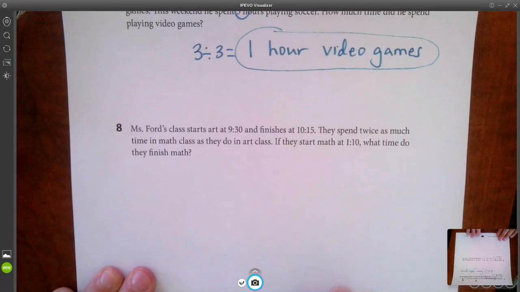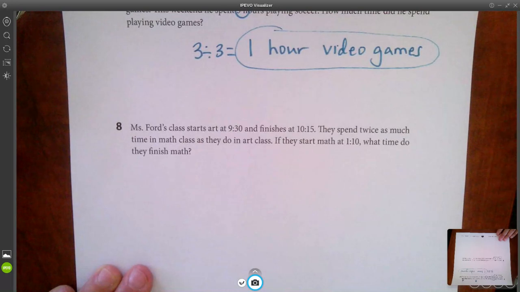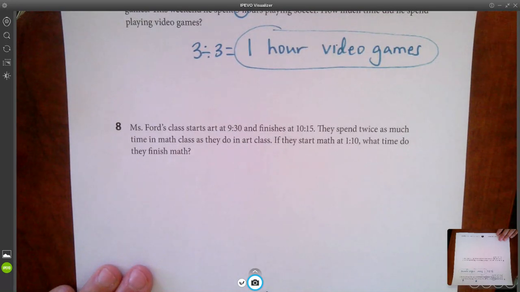And finally, number 8. Ms. Ford's class starts art. Ooh, I'm going to use a number line, I can already tell. Ms. Ford's class starts art at 9:30 and it finishes at 10:15. They spend twice as much time in math class as they do in art class. If they start math at 1:10, what time do they finish?